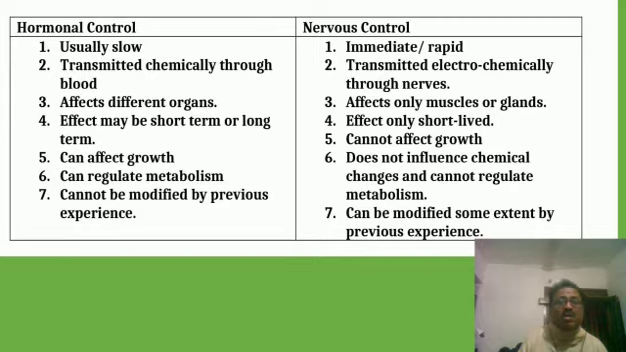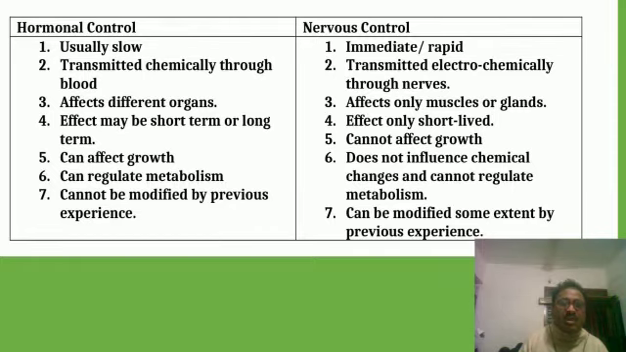process. Now, hormonal control is transmitted chemically through blood, but nervous control is transmitted electrochemically, first electrically, then chemically, that we have discussed in the structure of neuron. Hormonal control affects different organs, but nervous control affects only muscles or glands. Hormonal control effect may be short term or long term. A short term effect example is when a person gets angry. It is because of the influence of the hormone adrenaline. A long term effect is like the growth of the body. Nervous control effect is only short lived.